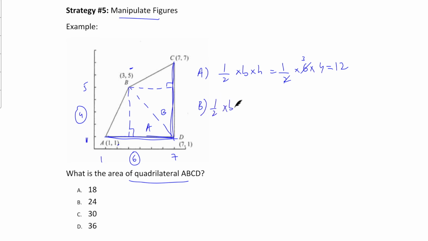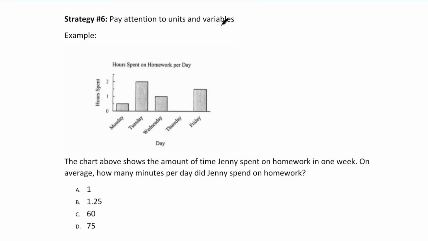Half into base into height, which is half into, what's the base? You can pause the video and do the calculation yourself. You will see this is also 6. Half into 6, and what's the height? This is the height. This is 7 and this is 3. So 7 minus 3, again it's 4. You get 12 again. So the area of the figure is 12 plus 12 equals 24. This is your answer. Okay, the last strategy in this section is pay attention to units and variables.